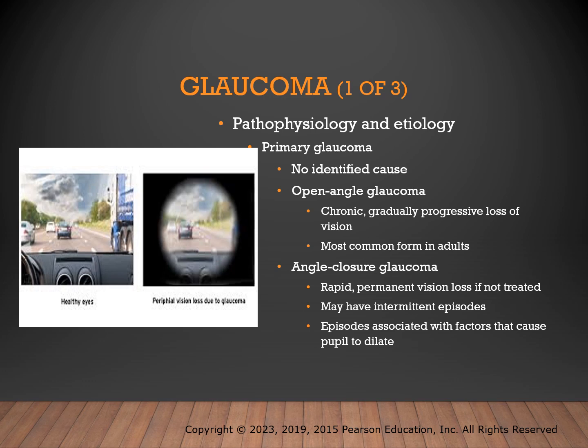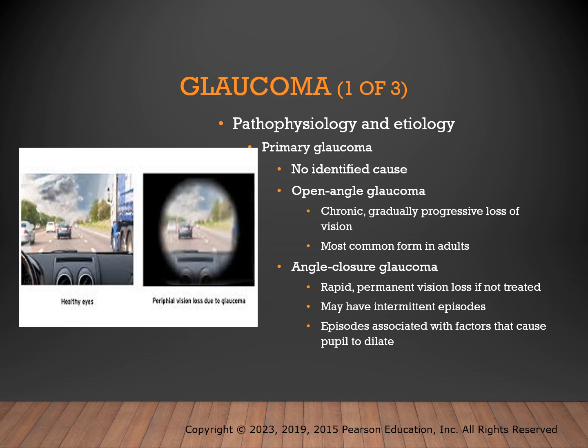The trabecular meshwork increasingly inhibits the outflow of aqueous humor, which is the liquid in your eye, and the intraocular pressure gradually increases. The results are neuronal ischemia and optic nerve degeneration or damage, which leads to gradual loss of vision. Open angle tends to be a chronic and gradually progressive disease. It affects both eyes, although the pressures and progression may not be symmetric. Open angle is the most common form in adults.